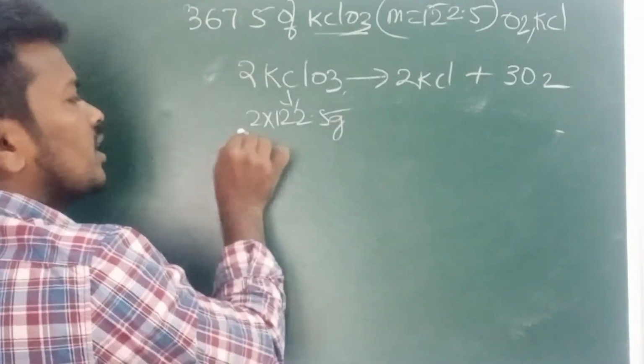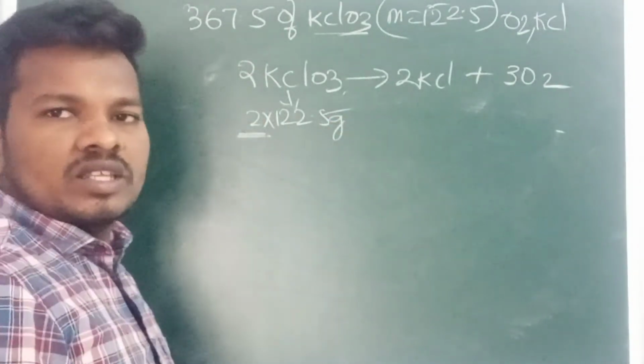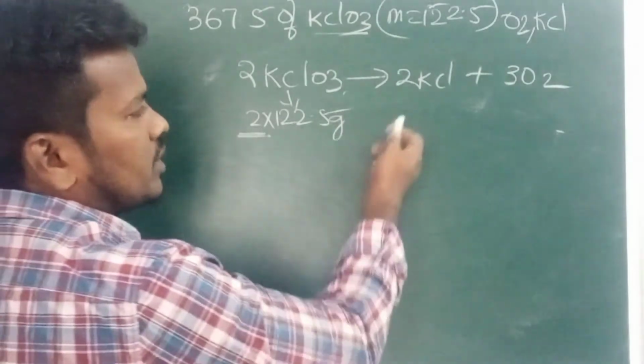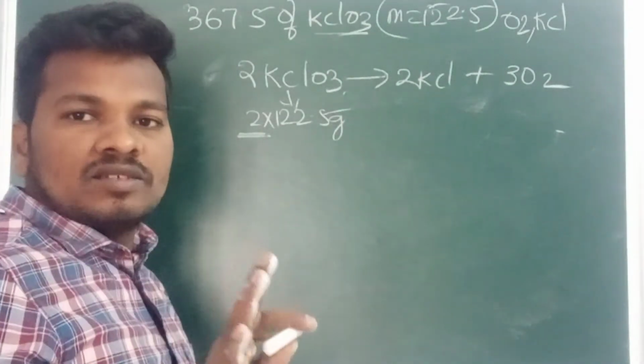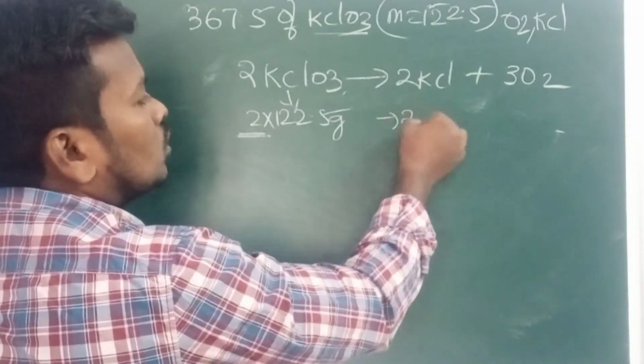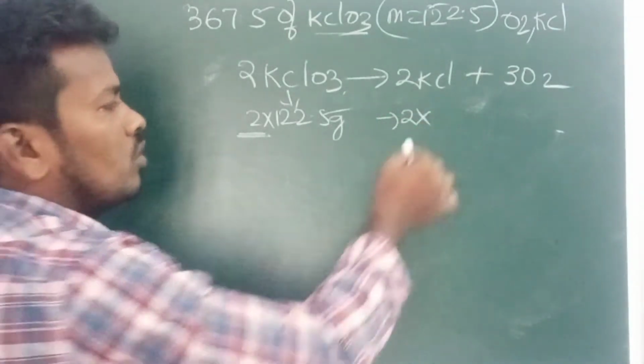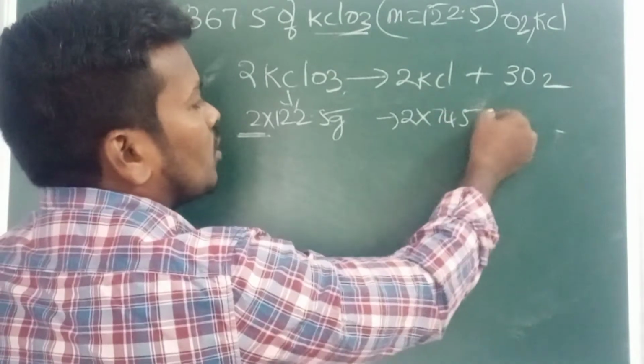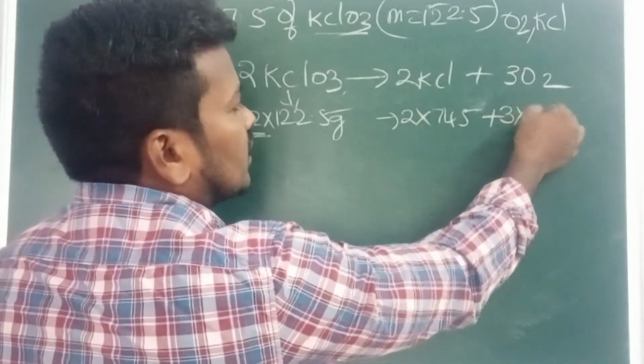Why have I taken 2? Because I have taken 2 moles. If you take 1 mole, you can take 1 mole. But the atoms should be balanced. Like that you have to follow. So here what will happen? It will be 2 into KCl. KCl we know the mass, 74.5, plus 3 into 32.